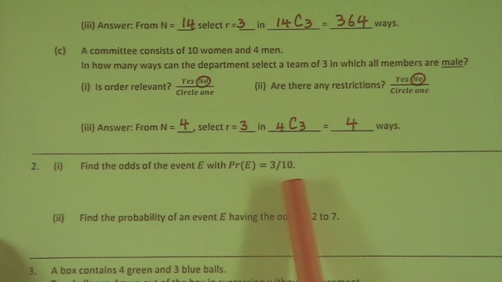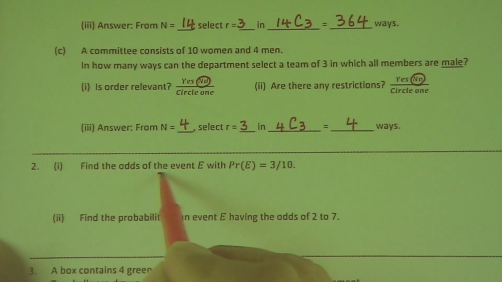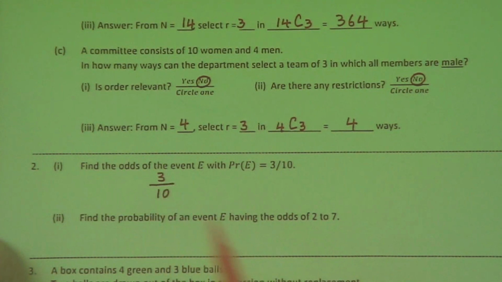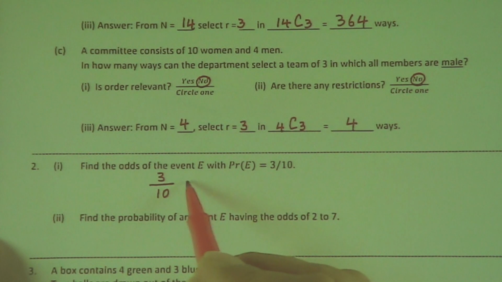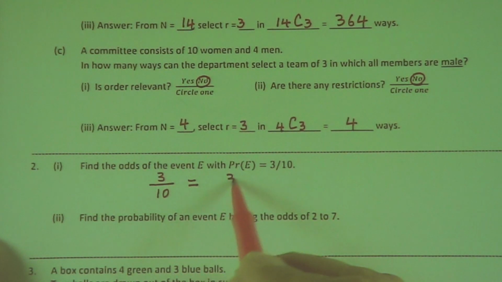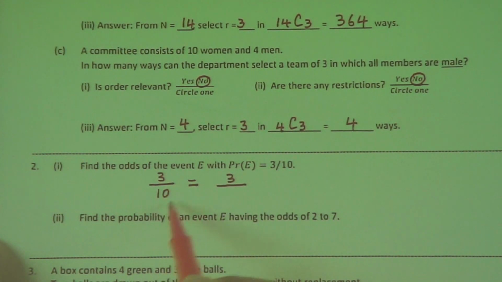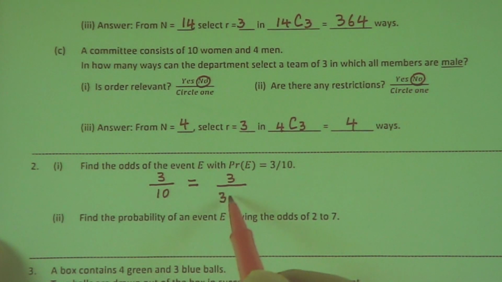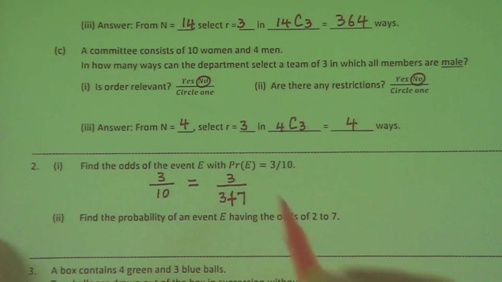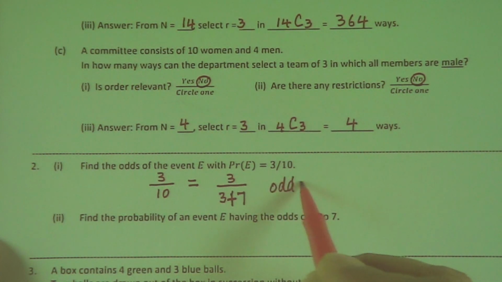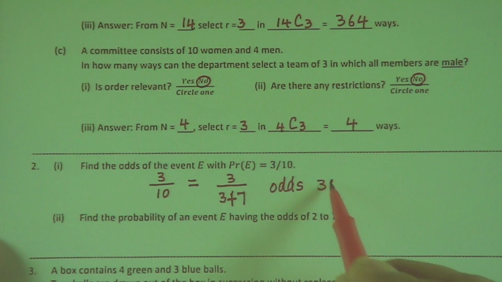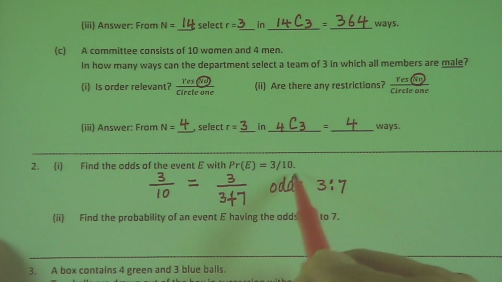Find the odds. Suppose the probability is 3/10. Now, we can rewrite that as 3 of those 10 things in the sample space, 3 are favorable, and the other 7 are not. So we're going to write this as 3 plus 7. So your odds will be 3 to 7.